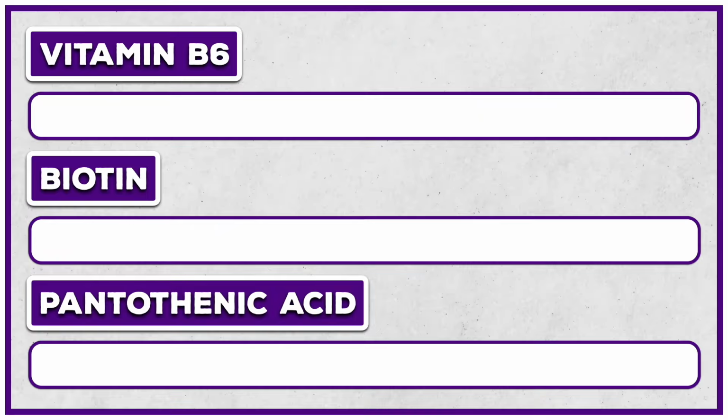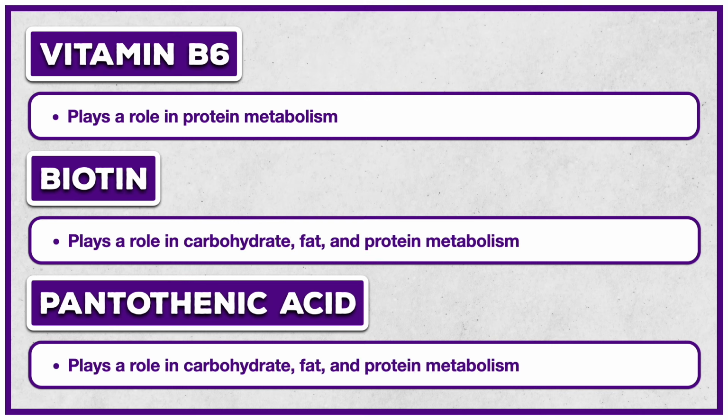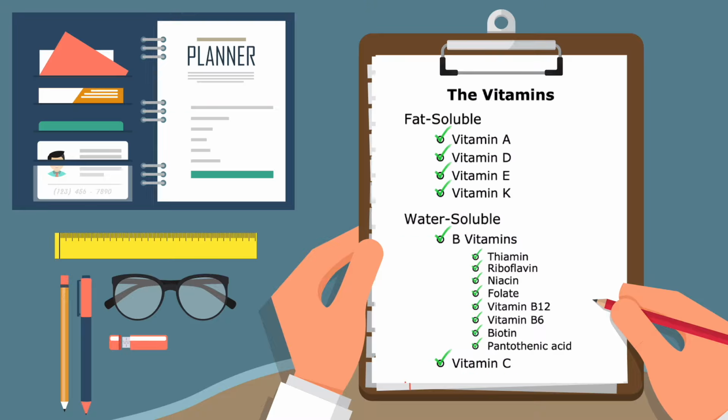There's far less to know about the last 3 B vitamins. Vitamin B6 plays a role in protein metabolism. As part of this, it helps convert tryptophan to niacin. Biotin and pantothenic acid both play a role in carbohydrate, fat, and protein metabolism. Biotin may also play a role in gene expression in cells, and pantothenic acid also helps with the synthesis of lipids, neurotransmitters, steroid hormones, and hemoglobin. That covers all the B vitamins and vitamin C, completing the 3rd learning objective.